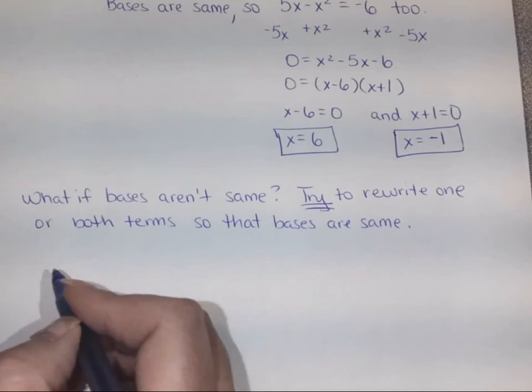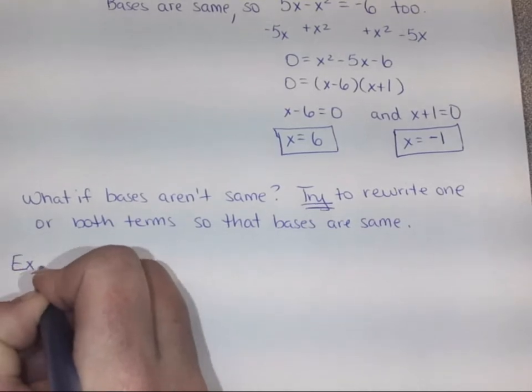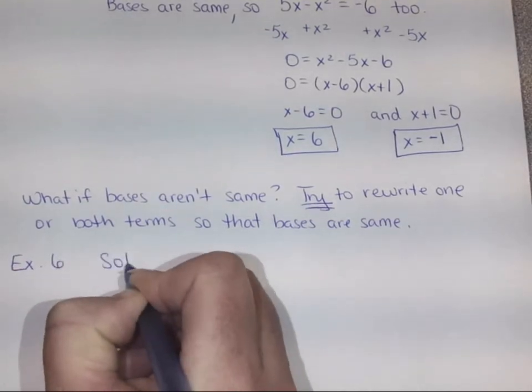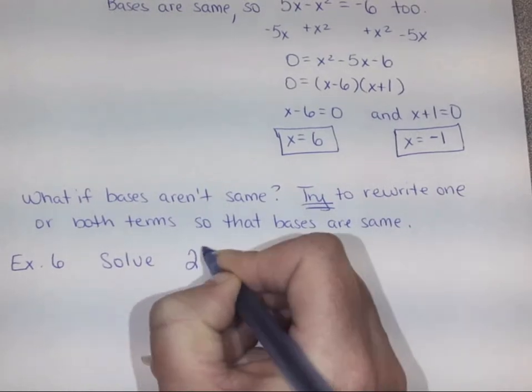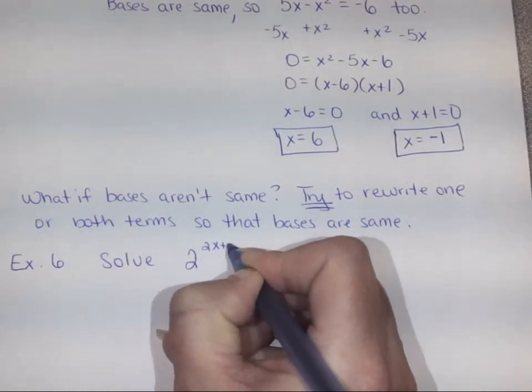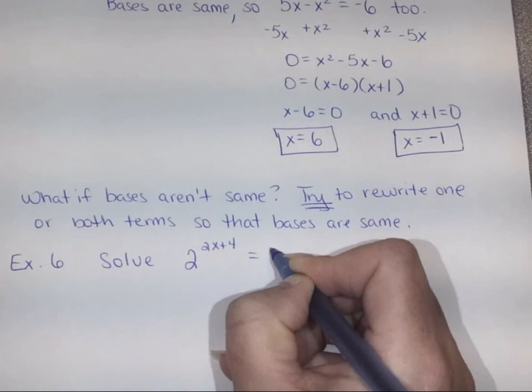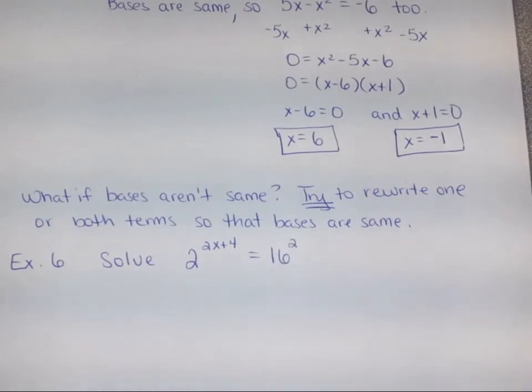All right, so let's do a couple like that, and you're going to have to really think about your rules of exponents to get these to be what we want. So let's say I wanted you to solve 2 to the 2x plus 4 power equals 16 squared.